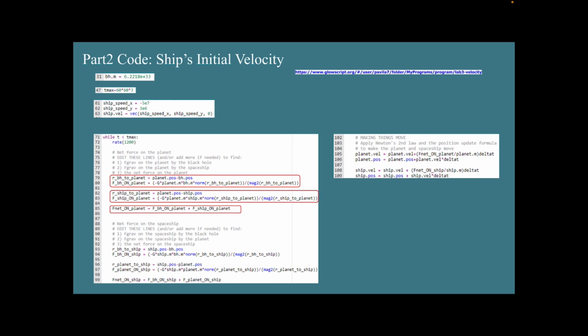In the while loop, I found the net force on the planet by adding the force of the black hole on the planet and the force of the ship on the planet. I did this by calculating the relative position vector and using Newton's law of universal gravitation to find net force. Like before, I used the norm function to find all unit vectors and the mag2 function to find the magnitude squared. I repeat this process to find the net force on the spaceship. Next, I update the position and velocity of the spaceship and planet using the forces I calculated. These final formulas are what allowed me to approximate the initial velocity I needed to escape the black hole.